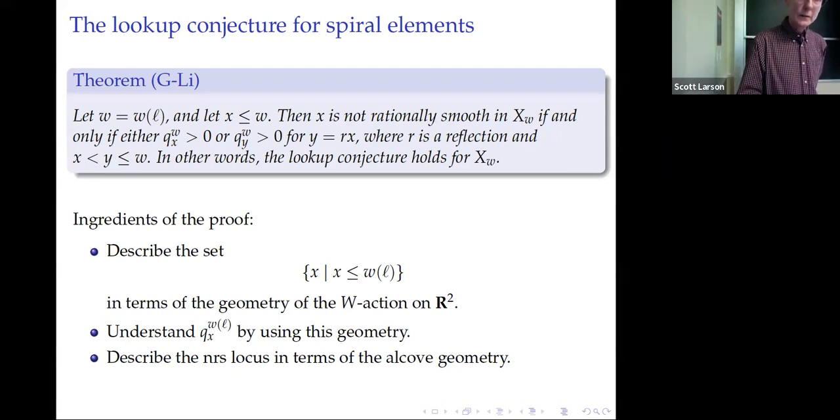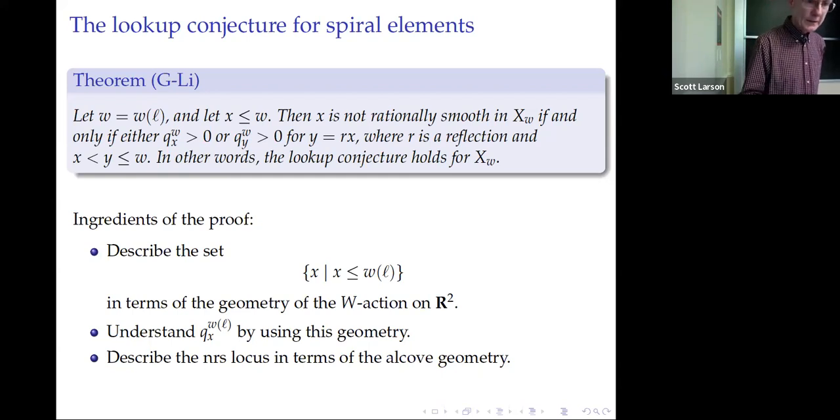So what are the ingredients of the proof? Because they're going to recur in the work that I'm going to talk about now shortly with Brian Boe. But the first ingredient was we wanted to describe this set of X that are less than a fixed W in terms of the W action on R2. We wanted to understand these integers Q by using this geometry, and we wanted to describe the NRS locus. So NRS means non-rationally smooth. The NRS locus is, for us, the set of X's where X is a non-rationally smooth point. We wanted to describe this in terms of alcove geometry.